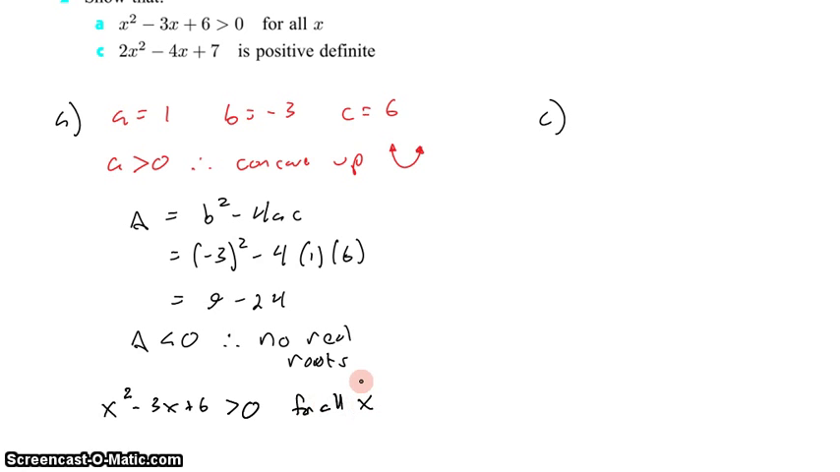Part C asks a very similar question. It gives me a different quadratic, and it says show that it's positive definite. Now that's just another way of saying that it's going to be greater than 0 for all x. Positive definite means that the function is always positive. So I'll solve it the same way. In this case, A is 2, B is -4, and C is 7. And once again, because A is greater than 0, we're going to be concave up.